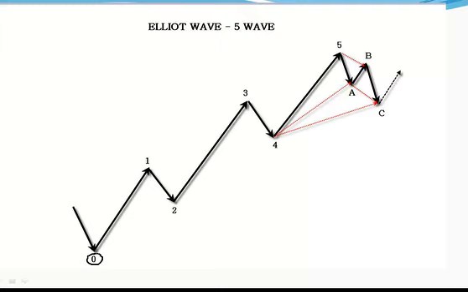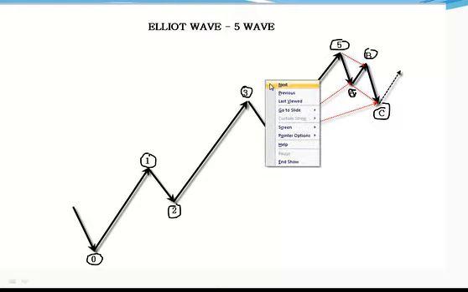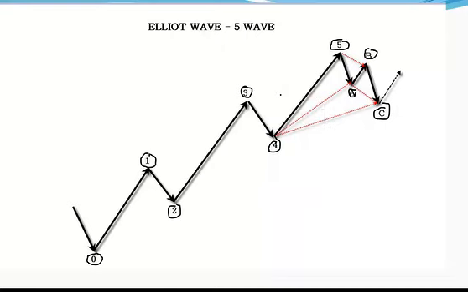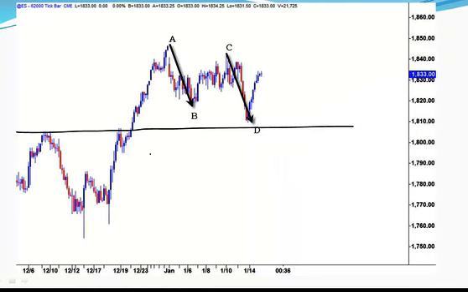You have a low, which is your 0. You have 1, 2, 3, 4, 5. After the fifth wave is completed, you have an A, B, C corrective wave. Let's stop and go back. Remember, low, high, A, B, C. Okay? Same structure that we have.